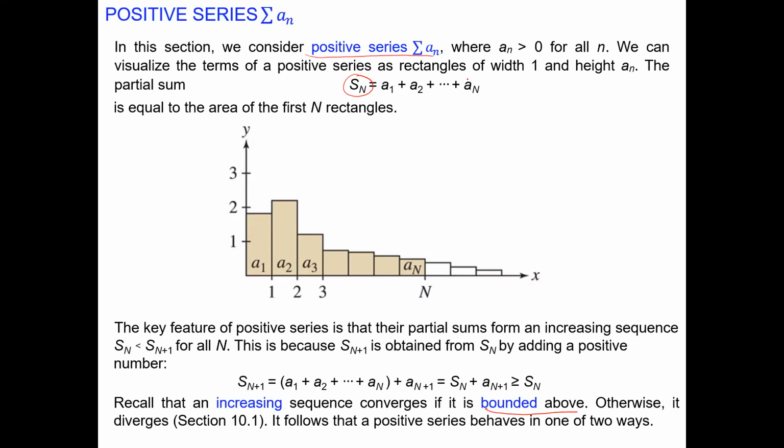The terms could be different. The terms themselves, a sub 1, a sub 2, a sub 3, might not be increasing, but the partial sums, the addition of the first two terms, the first three terms, four terms, will be bigger and bigger, increasing. And now, if we manage to prove that it is also bounded above, then the sequence of the partial sums is convergent, and then the series is convergent. That's what we will use.